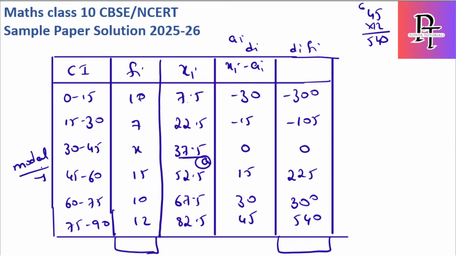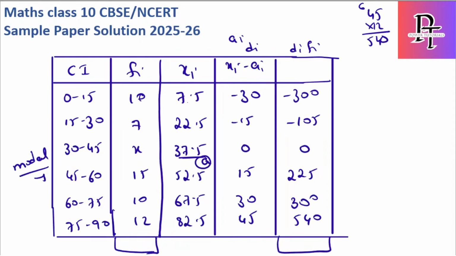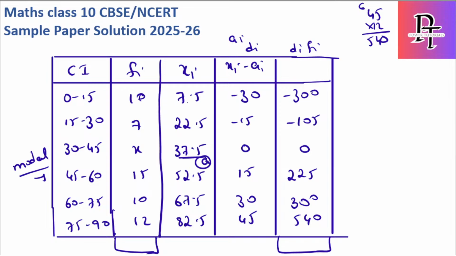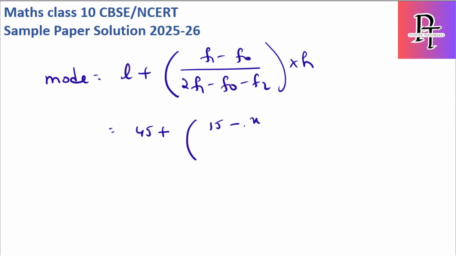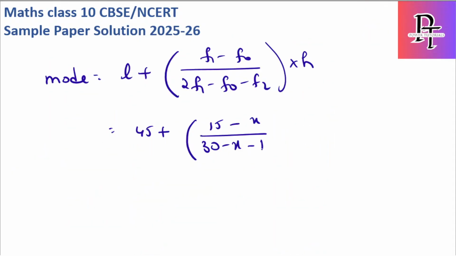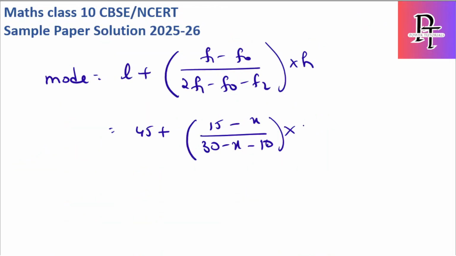So 45 will be the L value, plus f1, the frequency of that particular modal class, which is 15, minus f0, which is x, by 2f1, which is 30, minus x, minus f2, the succeeding frequency, which is 10. h is nothing but the difference of the class interval. So here the class interval is 15, 30 to 45, that's why it is 15.